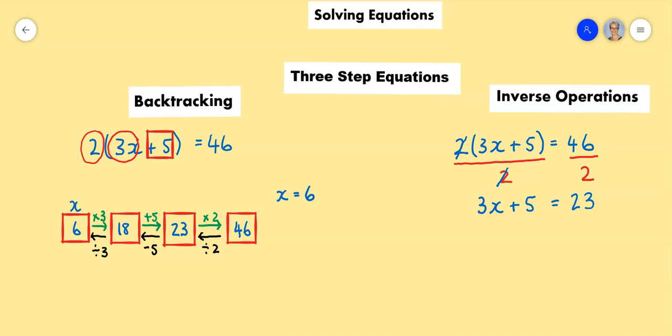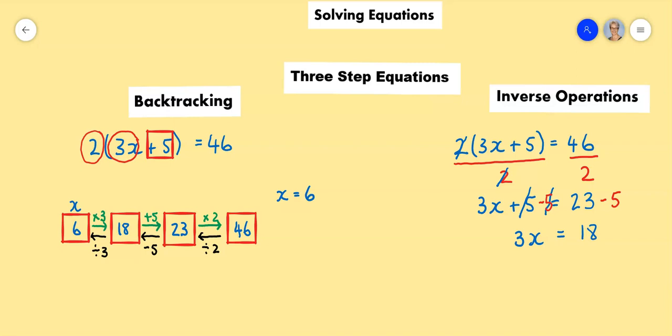Now, the next thing that we had to do to undo our equation was to minus 5. So I'm going to minus 5 from both sides of the equation. So here I've got minus 5 and here I've got minus 5. Now, plus 5 and minus 5 will cancel out. So I am left with 3x is equal to 23 minus 5, which is 18.